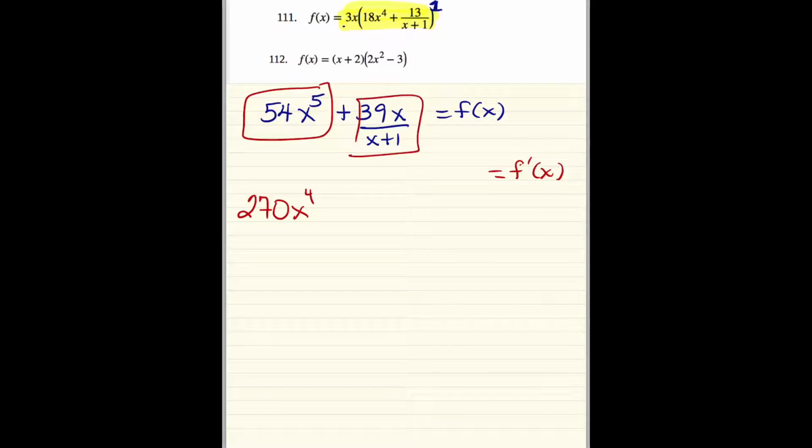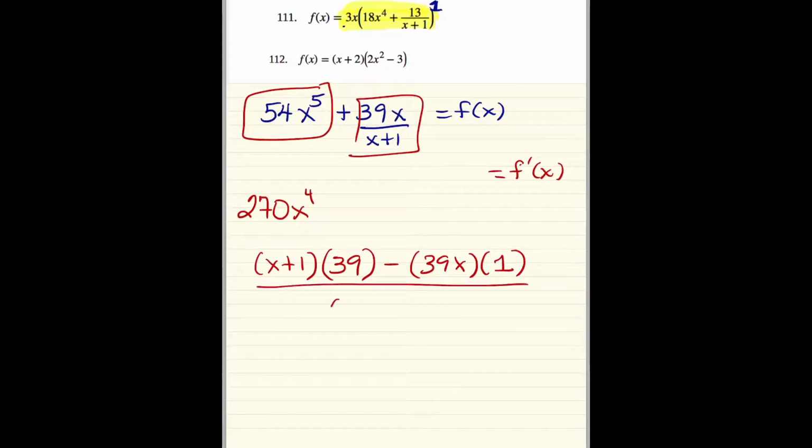This guy here is going to be a quotient rule because I have an x in the numerator and an x in the denominator, and the x in the denominator is not a monomial. So how do we do the quotient rule? I'm going to keep the bottom, derivative of the top, minus keep the top, derivative of the bottom, all over the bottom squared. Be sure that you do not reduce this guy with this guy because that's incorrect.